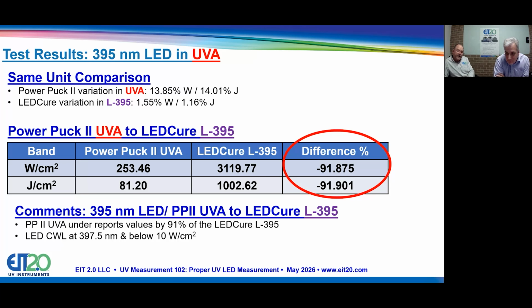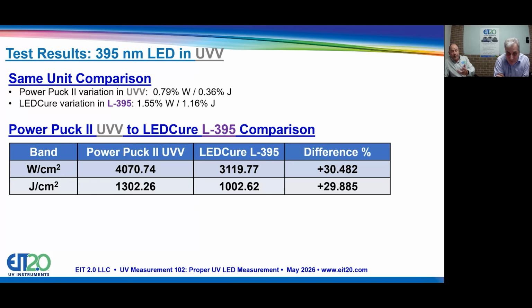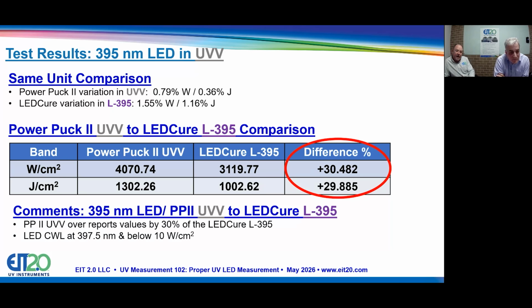With UVV, we actually had pretty good matching with the power puck, but on the absolute numbers, the LED was reporting a little bit less energy than that power puck. That was over 30% difference here with that. So again, the numbers are not what I would use for a critical type of measurement, ones that you want to communicate, whether you're a formulator or trying to set a process window.